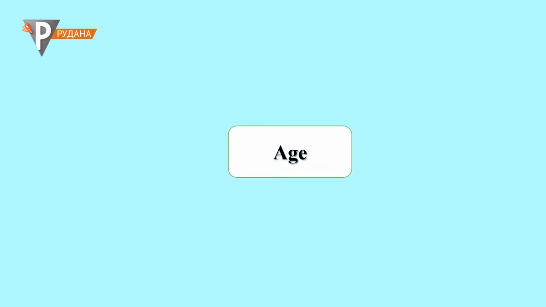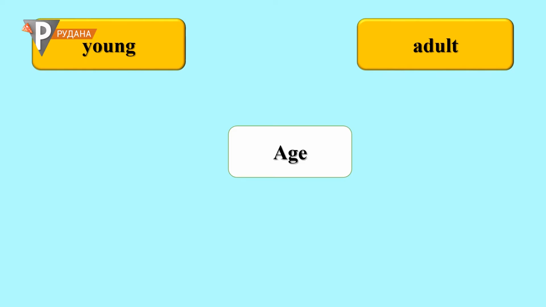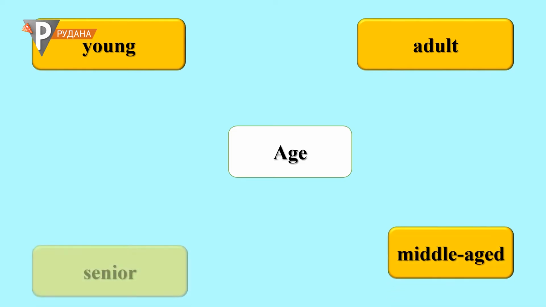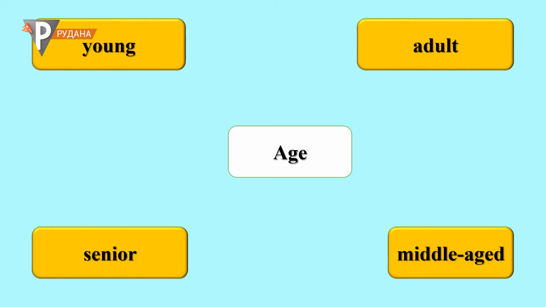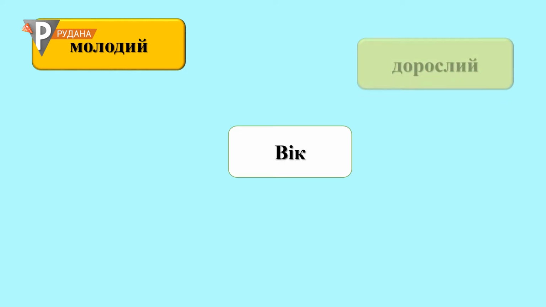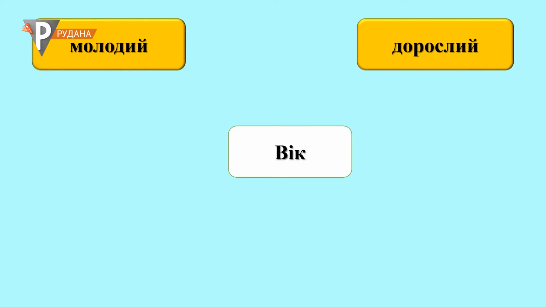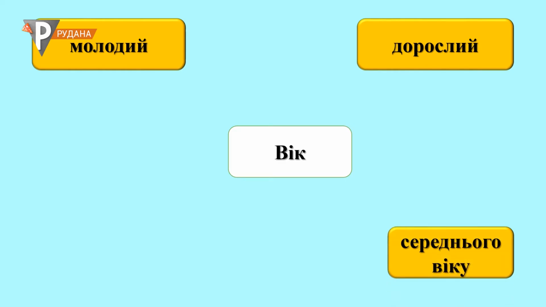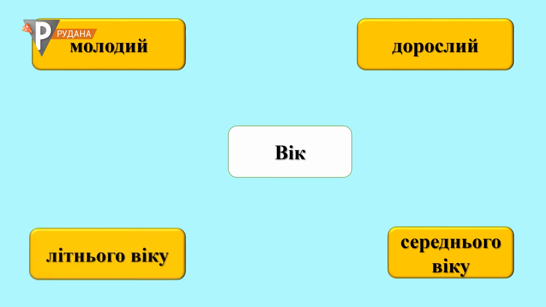The first thing we describe is age. How do we talk about age? We can say young, adult, middle-aged, or senior. So now you repeat: young, adult, middle-aged, and senior. Now you see this category in Ukrainian. You will see Ukrainian words, and you have to translate them into English. Young, adult, middle-aged, and senior.